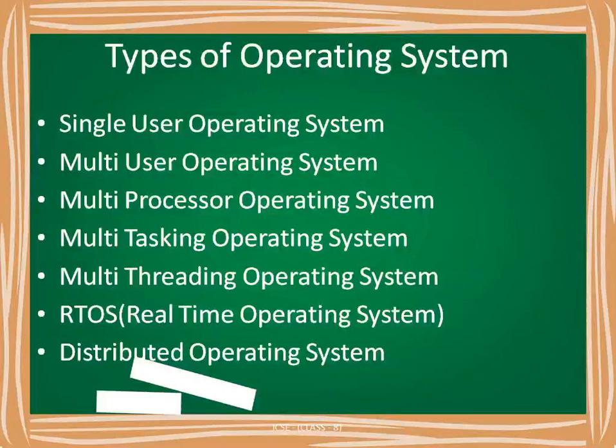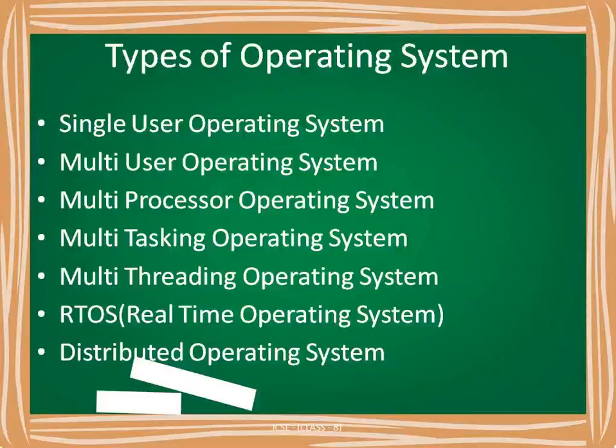Multitasking operating system means more than one task. Task means work. More than one task can be done by using this operating system. The ability to perform more than one task together at one time is called multitasking. Means more than one task can be done at a single time. So that is multitasking.